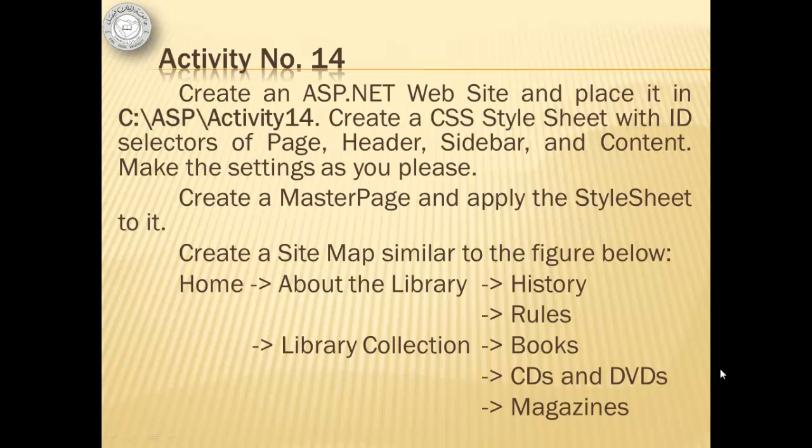For activity number 14, we will create an ASP.NET website and place it in CASP activity 14. Then we will create a CSS style sheet with ID selectors of page, header, sidebar, and content. We will make the settings as we please. Then we will create a master page and apply the style sheet to it. Then we will create a sitemap similar to the figure below. Home, about the library, has two node elements. Library collection has three node elements. Take note that in this activity, we're going to create 1, 2, 3, 4, 5, 6 web forms.